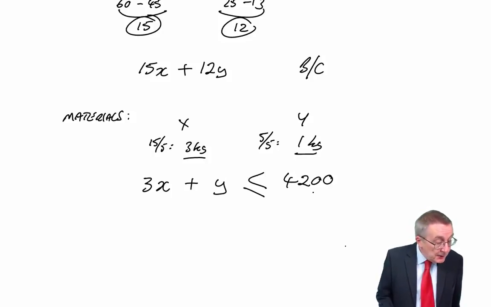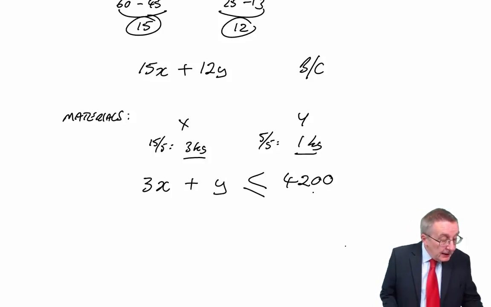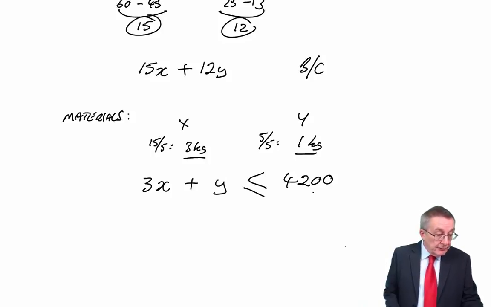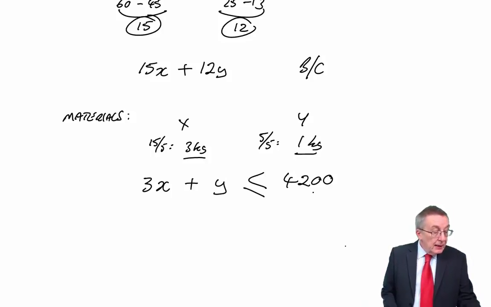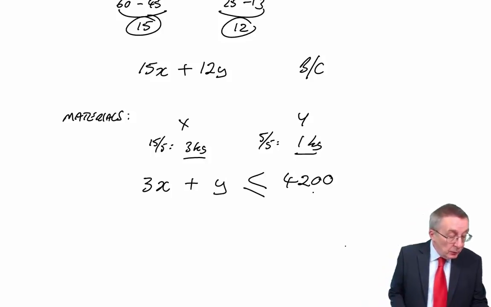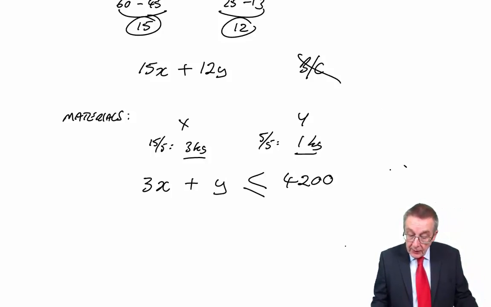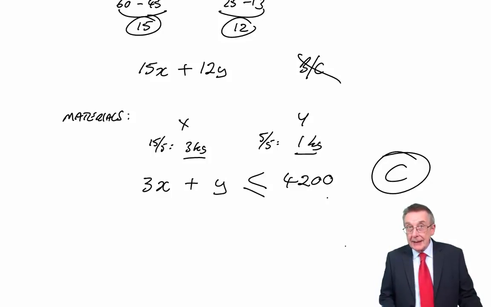And so, where are we? Yes, I said it was B or C. B, we've got materials 3x plus y greater than or equal to 4,2. That's wrong. It's the second one, 3x plus y is less than 4,2. So in fact, we now know the answer is C.